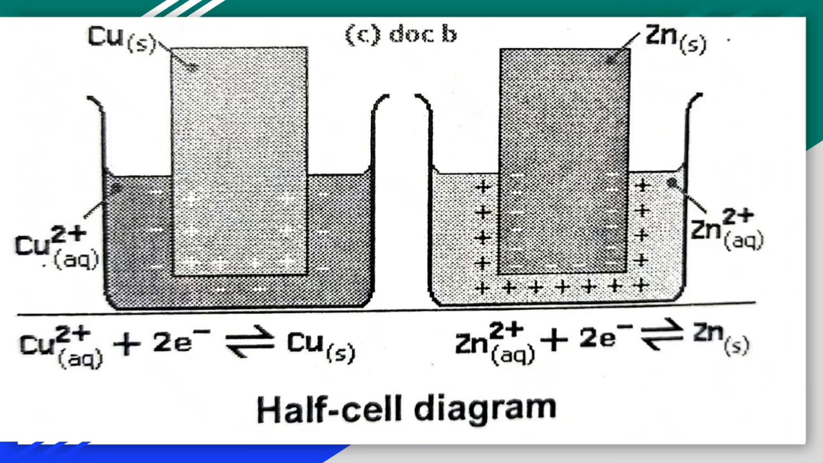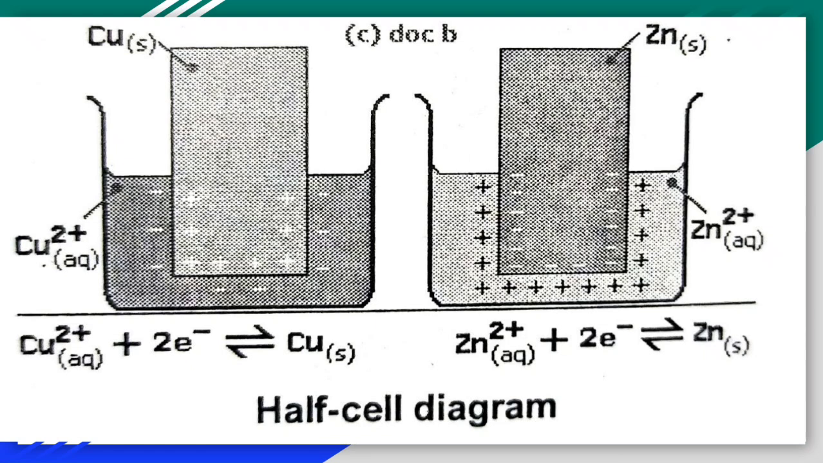Now, when a metal rod is dipped into a solution that contains its ions, some of the atoms on the metal rod drop into the solution, leaving electrons on the surface of the metal rod.